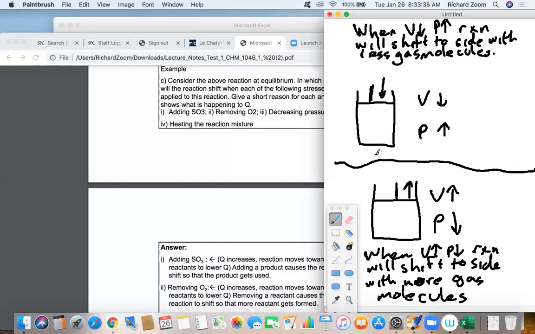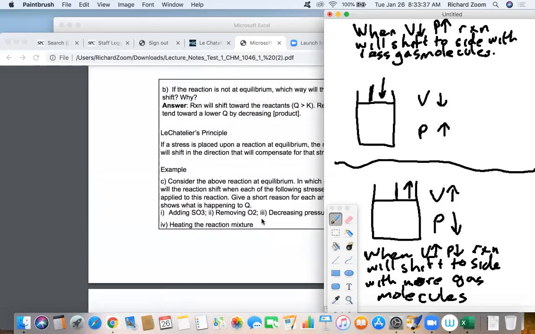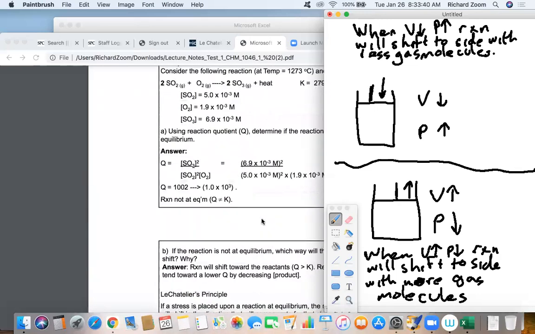All right, so that's what we're going to see. How do we do that? Well, let's look at the reaction itself. You can see that we've got 2 SO2 gas plus O2 gas on the reactant side. So there's 3 molecules of gas on the reactant side, and on the product side, we've got 2 molecules of gas.